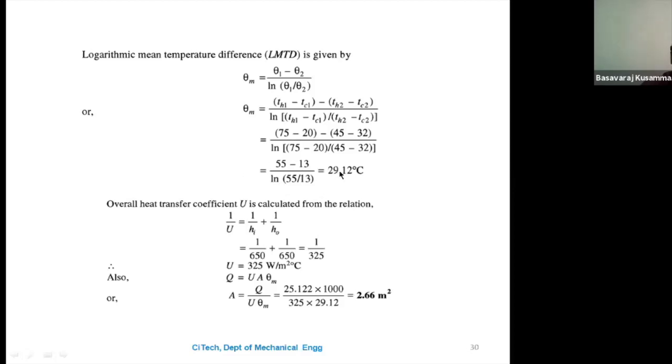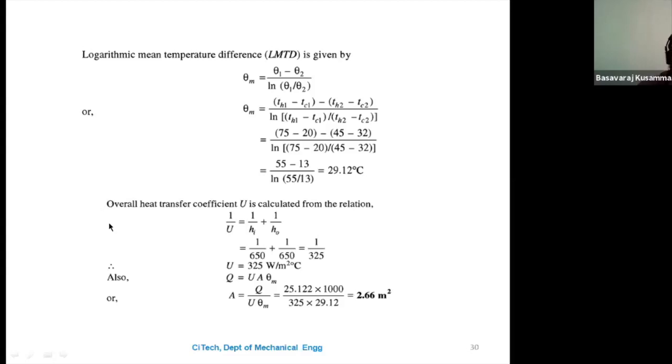That is 29.12 degrees Celsius. Understand? After substituting all the inlet temperature conditions and outlet temperature conditions of both the fluids, you will get the theta m value equal to 29.12 degrees Celsius.